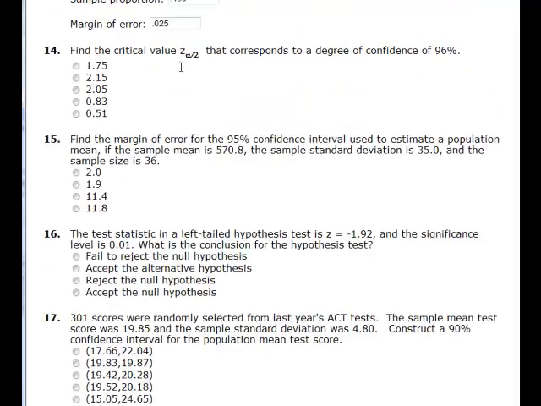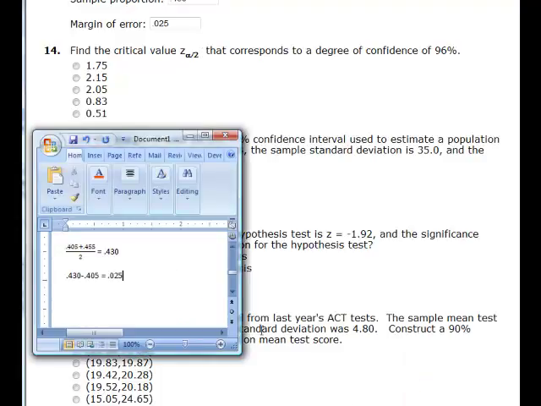Okay, for number 14, we're finding a critical value that corresponds to a degree of confidence of 96%. And this is a z value, so we're going to use our z-scores table. Remember, we have to find alpha. So our alpha for this one, we would take 100% minus the 96%, that gives us 4%, and then we change that to decimal form. So that's going to be 0.04. Then we want to divide that by 2, which gives us 0.02.